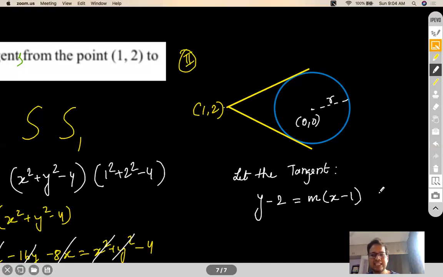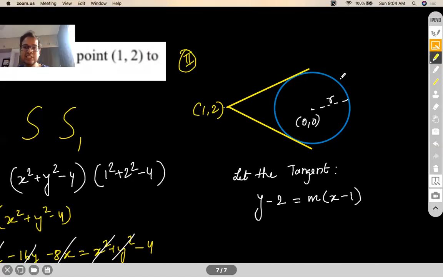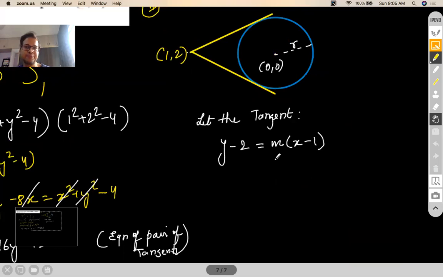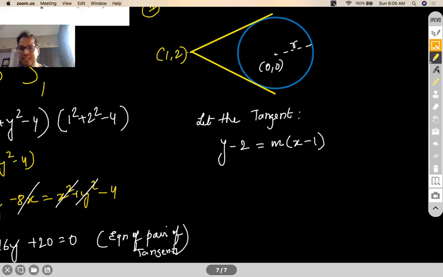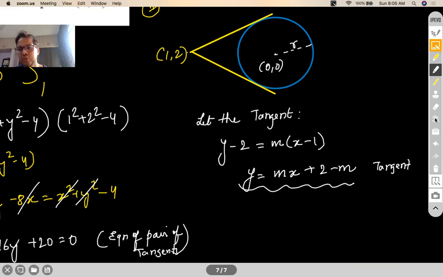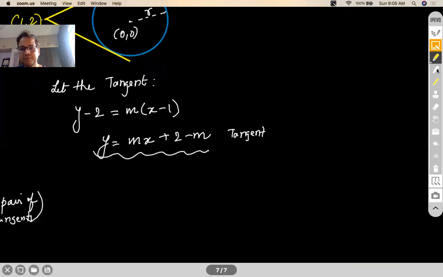Now I will use the fact that this line is a tangent to this particular circle. That would give me a quadratic in m. That will definitely give me a quadratic in m with two real distinct roots. Let's check and find that out. So if you see this, it is actually y is equal to mx plus 2 minus m. Now, if this is a tangent to this circle, x square plus y square is equal to 4, what is the condition of tangency?